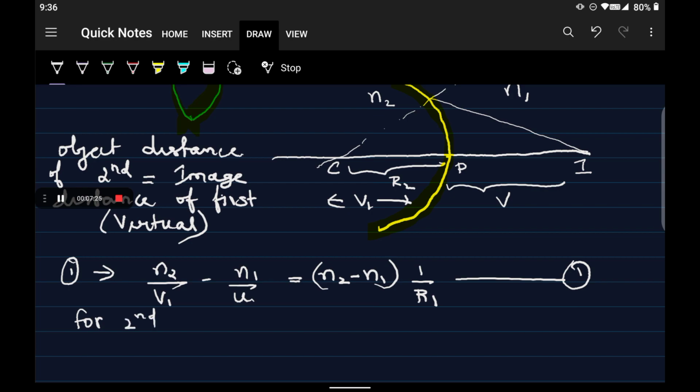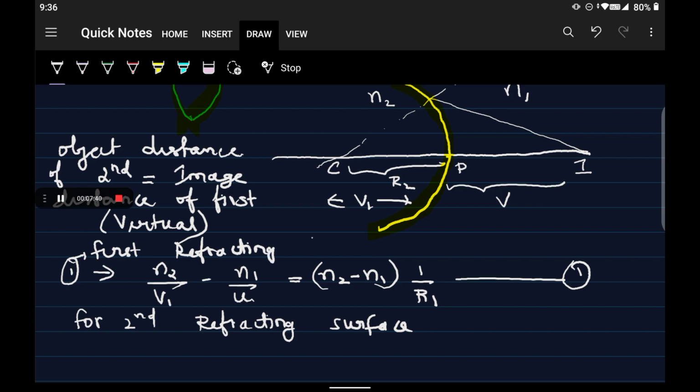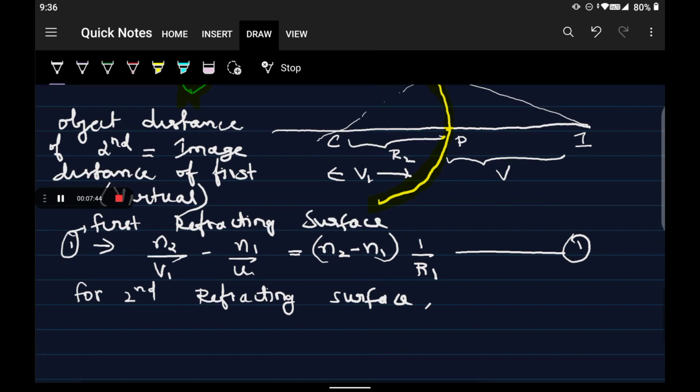For the second refracting surface. So this is for the first refracting surface. Both should be highlighted, right? So here, for the second refracting surface, what are the things that I told? I can change this according to this relation. If I derive it also, I will be getting it like that.